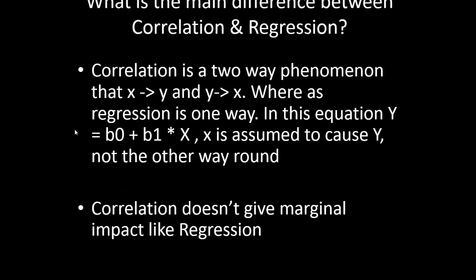The next question is, what is the main difference between a correlation and a regression? Well, the correlation is a two-way phenomenon. That means if x and y are two variables, we try to see how x is related to y and y is related to x. It talks about the strength of relationship between two variables from both sides, from x to y and from y to x. Whereas regression is always a one-way phenomenon.